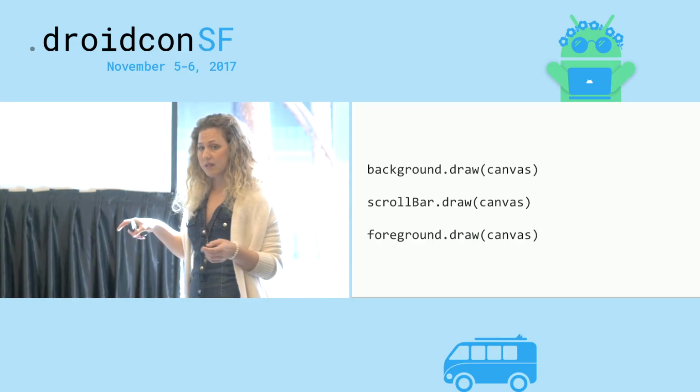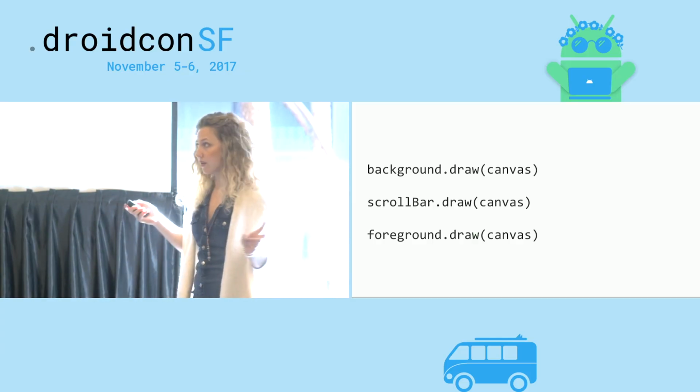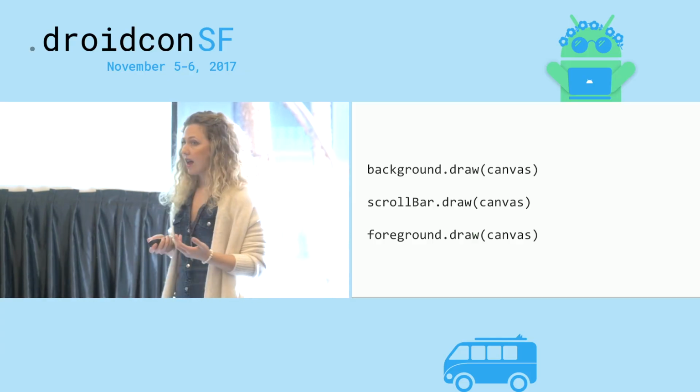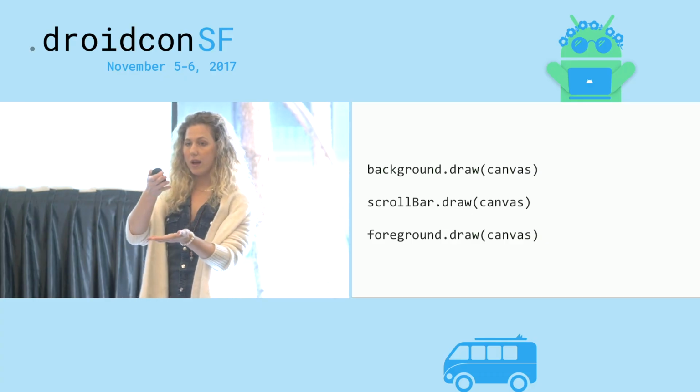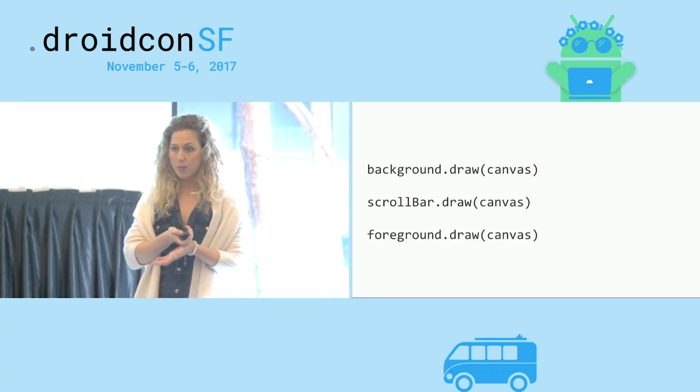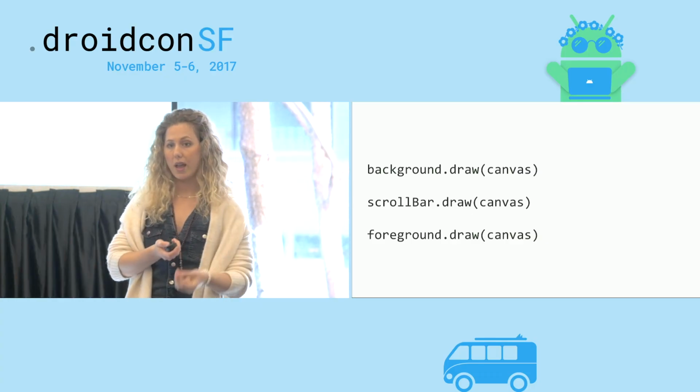So each of these is a layer, right? Each of these is a layer, and it's going to go one on top of the other, and on top of the other. So it's just pixels that we have to paint.